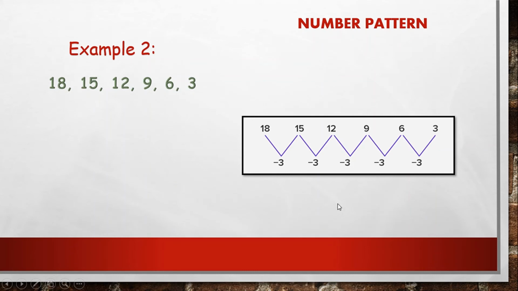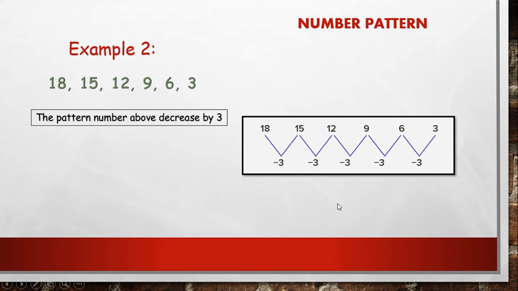So what is the number pattern here? The pattern number above decrease by 3 because the subtraction of 3 for each number. And the number from 18 to 3 means it became smaller.